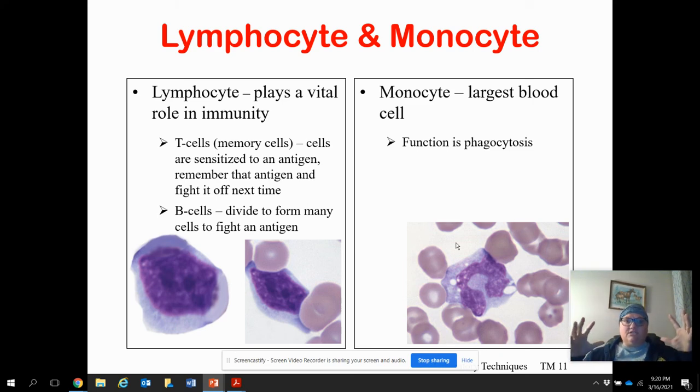So lymphocytes, extremely important when we're talking about immunity and protecting from diseases, and why we vaccinate and how we vaccinate and how it works.